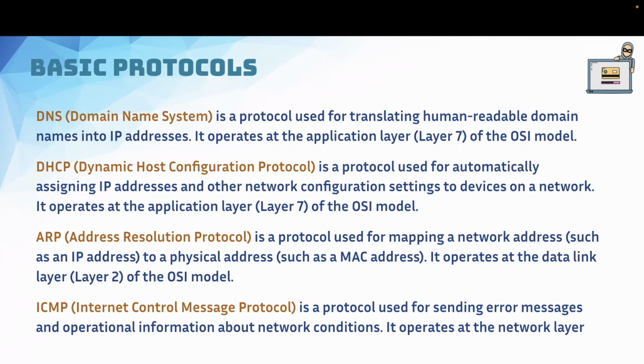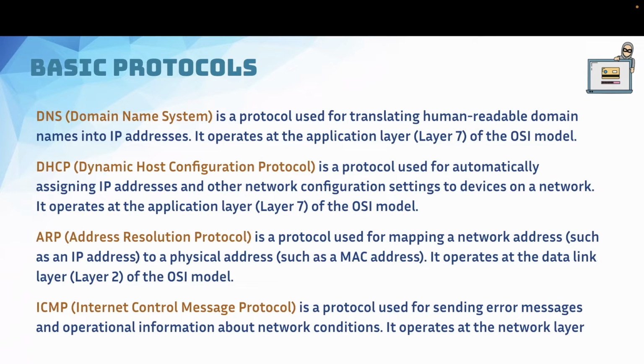Some of those basic protocols include DNS, for example, or the Domain Name System. This is a protocol that's used for translating human-readable domains, such as thexssrat.com, into IP addresses. It operates at the application layer 7.